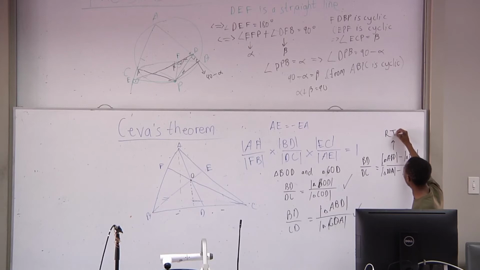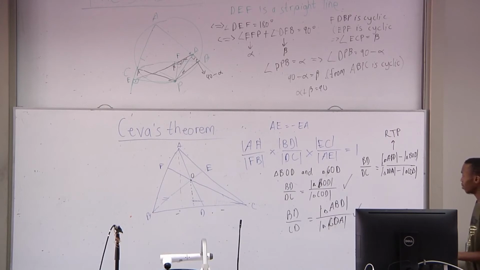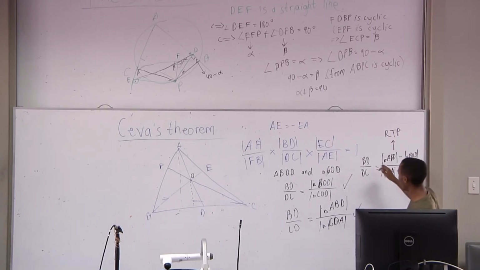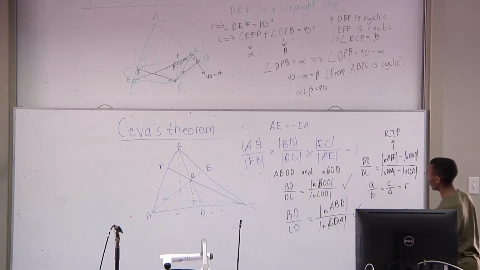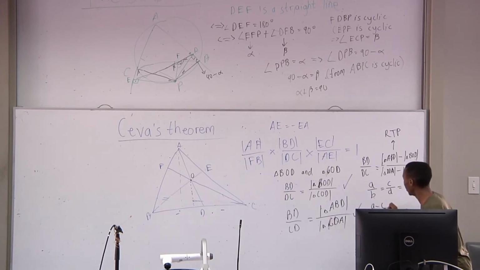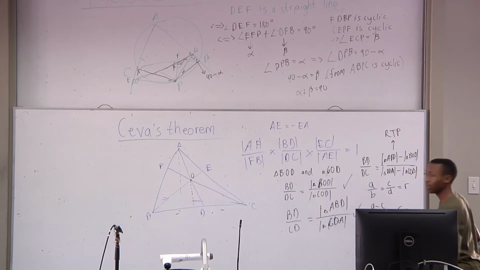We have to prove this, which is not really a geometric thing, it's an algebraic thing. In other words, what we're trying to prove is that if we have two real numbers, A over B is equal to C over D is equal to some constant ratio R, then A minus C divided by B minus D is also equal to R. That's what we're trying to do.